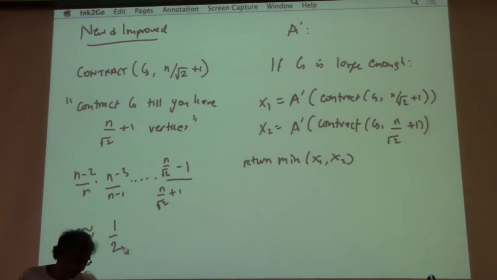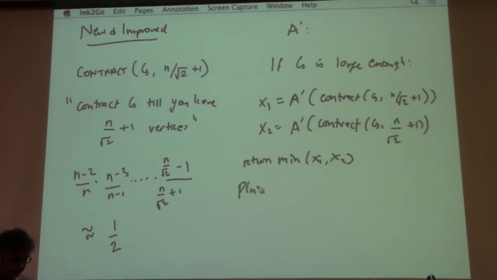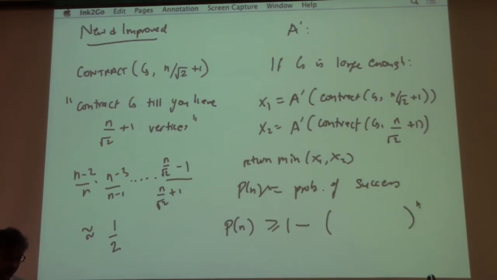So, if we say that P of n is equal to the probability of success, then you can write P of n is greater than or equal to 1 minus, because now I'm going to look at the probability of failure. The probability of failure is that both of the two steps fail. So that's something inside that, squared, because both of these things have to fail, right?